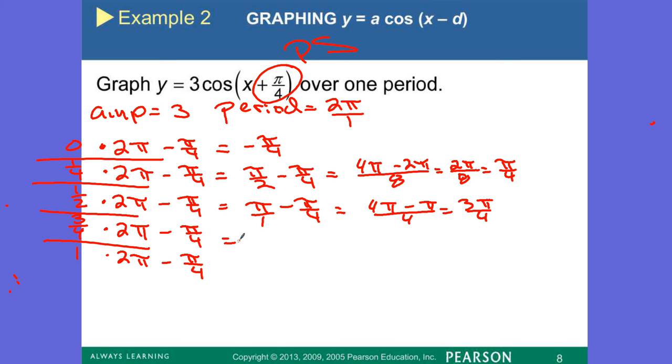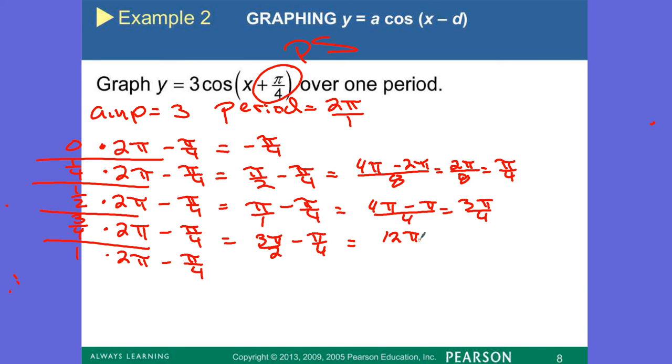All right, so 3 over 4 times 2 pi is 6 pi. Reduce it. 3 pi over 2. What? Okay, it's 6 over 4, right? 6 over 4 reduces by a factor of 2. 3 pi over 2.